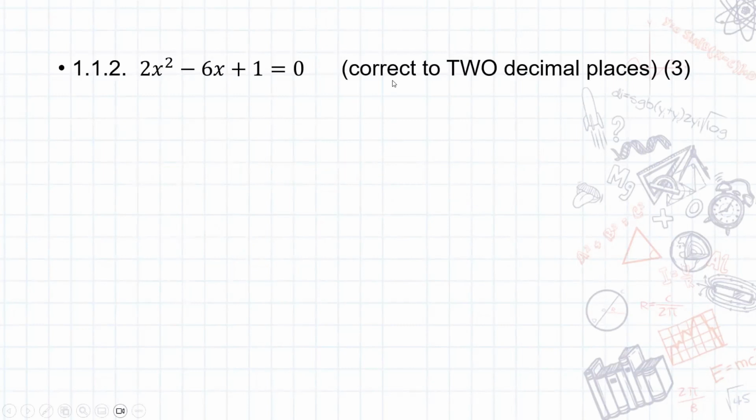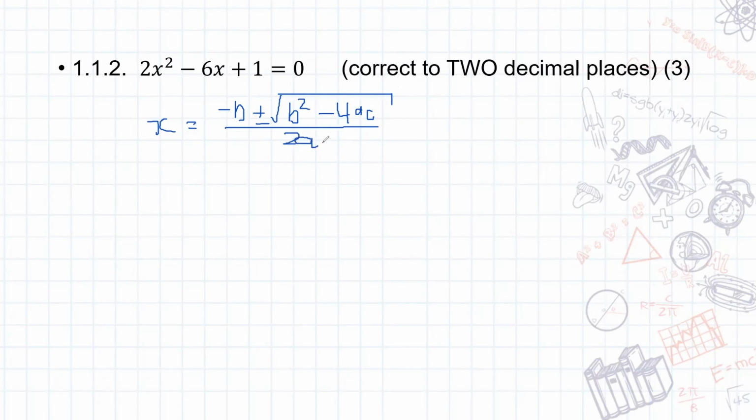The next one says solve for x, and then it says correct to 2 decimal places. So that tells us, or is an immediate hint, that we need to use our quadratic equation. So our quadratic equation is x is equal to negative b plus or minus square root b squared minus 4ac, over 2a. And you can find this on your formula sheet, but I really recommend just learning it off by heart, because it makes things so much easier and so much quicker.